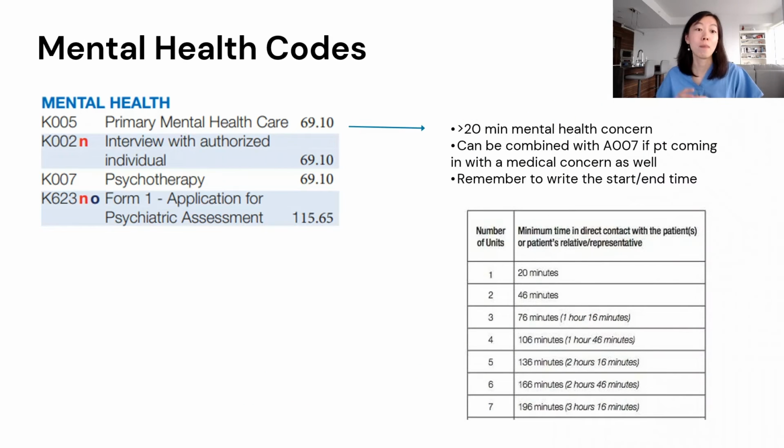So let's now dive into the mental health codes. Mental health codes are all listed here on the screen, and the K005 is for any mental health concern of more than 20 minutes. It can be combined with an A007 if the patient happens to have a medical concern as well, but just remember to bill it with a different diagnostic code. You always want to remember to write the start and end time, because for the first unit, it's 20 minutes. But the second unit is not 40 minutes, it's 46 minutes, and so on. So you always want to make sure that your timestamp justifies the billing.